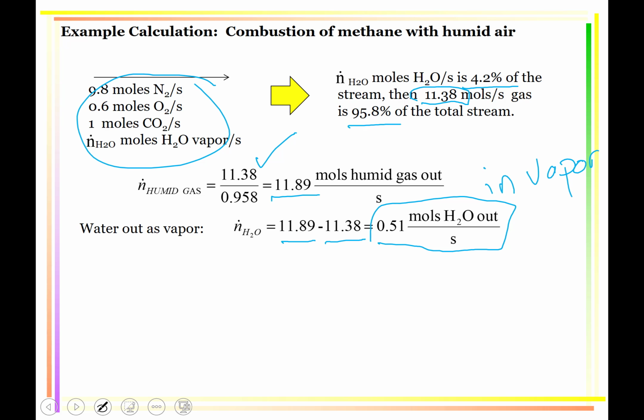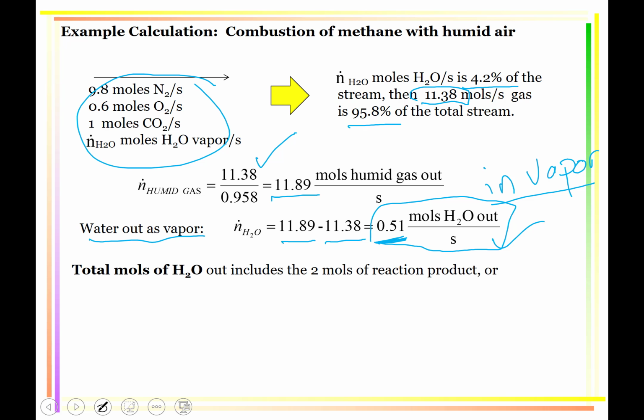So this is the water coming out in the vapor stream. We did the exact same calculation on the inlet stream to find out how many moles of water we had in the inlet stream. Now we do the same calculation on the exit stream and see that we have 0.51 moles of water in the vapor stream. We have less here, even though it's saturated, because it's much cooler. So 0.51 is fewer than we had entering in the vapor stream, which tells us there's going to be water in the liquid. And don't forget that in our reaction we produced 2 moles of water in the reaction product.